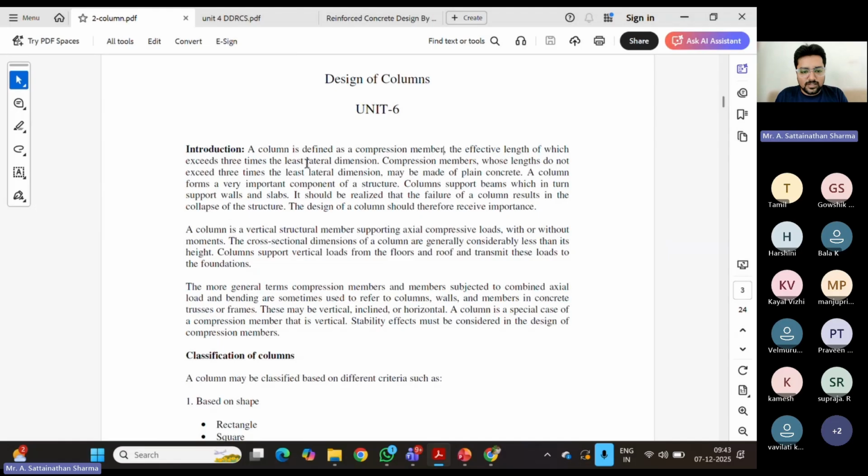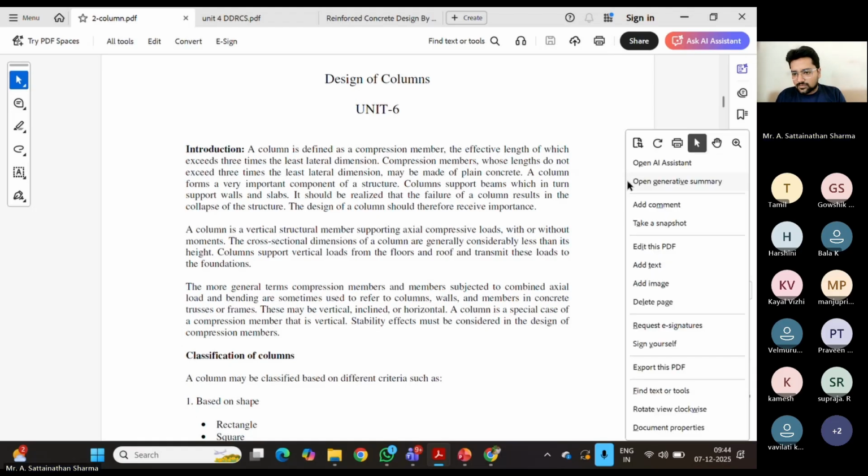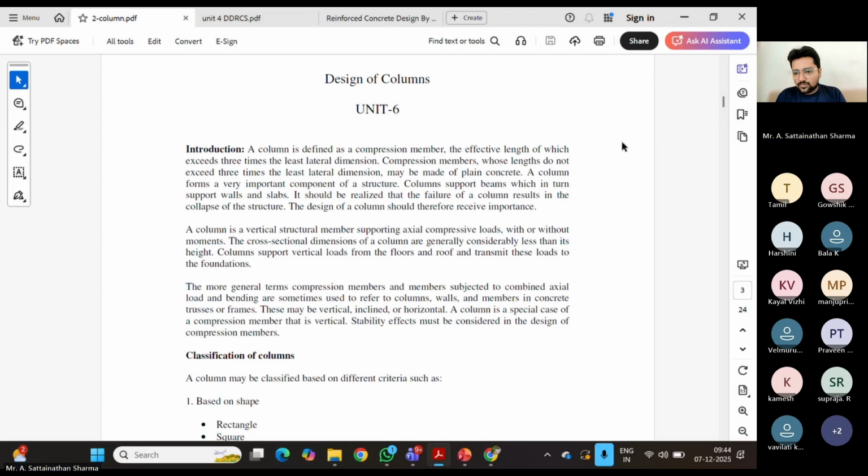And what precisely defines a column is the least lateral dimension. Lateral dimension is nothing but, if I draw a column, say a rectangular column, just assume a rectangle section, right? Say 200 mm by 300 mm, 200 cross 300 mm, right? So this is the lateral dimension. And what is the other dimension? Height. When I say column, when I say member, it has three dimensions. One is length, another one is breadth, and depth or width, right?